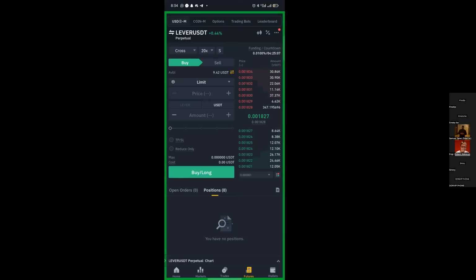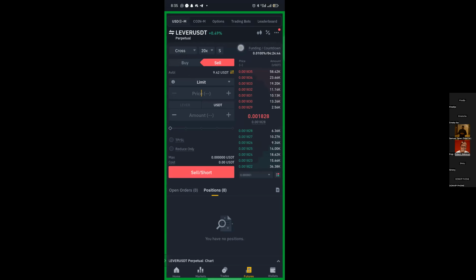Like I said, we have two major buttons, the short and the long. Long means you want to buy, you want to trade for the market to go upward. But if you are shorting, you are trading for the market to come down. So we want to short this market. Now I'll come to the sell, select the sell part. Hope you're all seeing this now. Then this is our leverage.